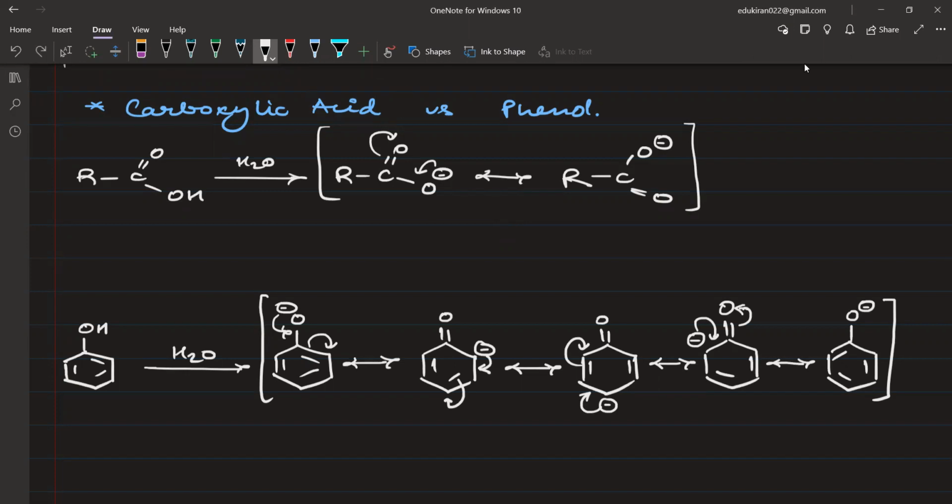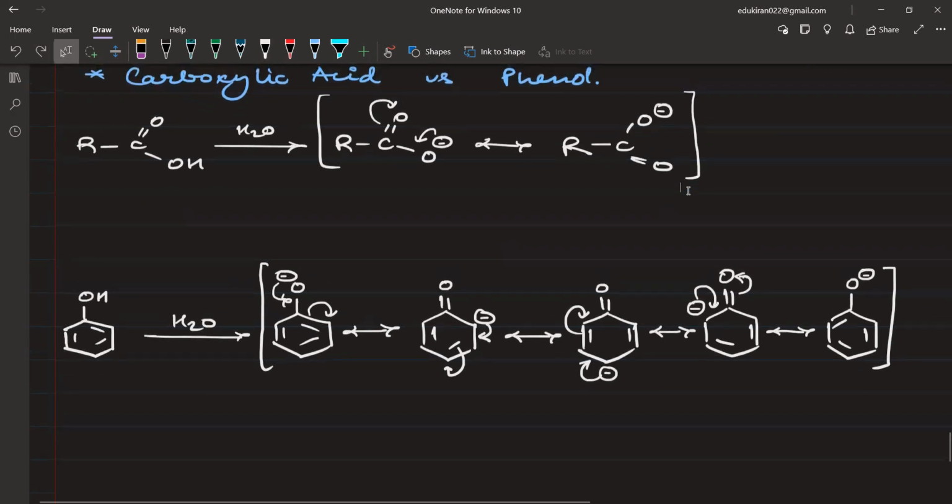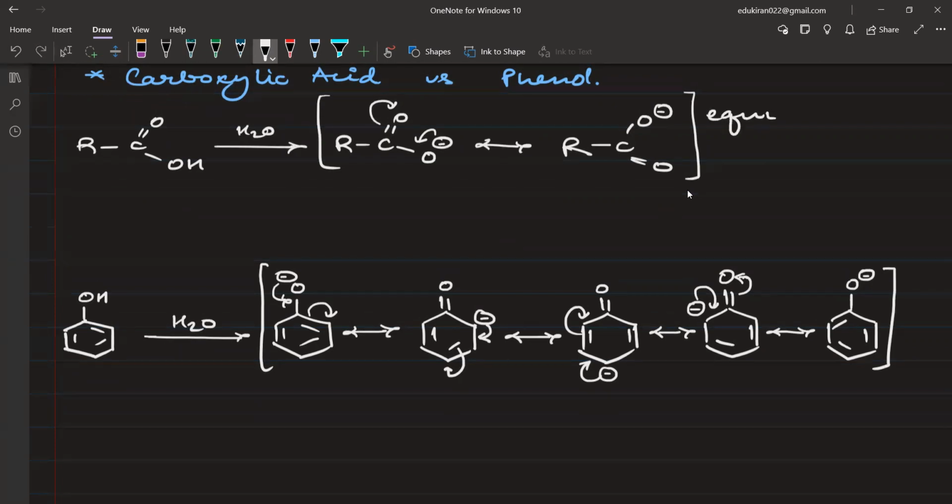That means obviously carboxylic acid is more acidic. But why is it more acidic? There are two reasons. Number one reason is, both of these structures are completely the same, right? That means the negative charge is on the same atom, oxygen. So this type of resonance is known as equivalent resonance, and these have more stabilizing power. Equivalent resonance. And here, this is non-equivalent resonance.